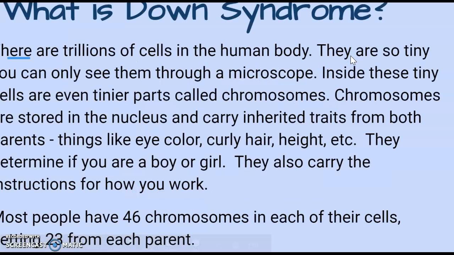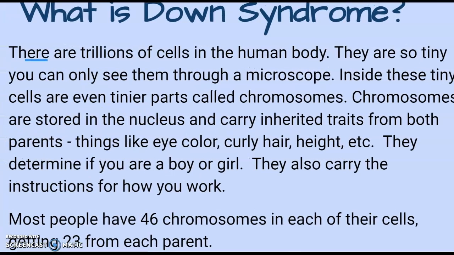Okay, there are trillions of cells in the human body. They are so tiny you can only see them through a microscope. Inside these tiny cells are even tinier parts called chromosomes. Chromosomes are stored in the nucleus and carry inherited traits from both parents. Things like eye color, curly hair, height, etc. They determine if you are a boy or girl. They also carry the instructions for how you work. Most people have 46 chromosomes in each of their cells, getting 23 from each parent.